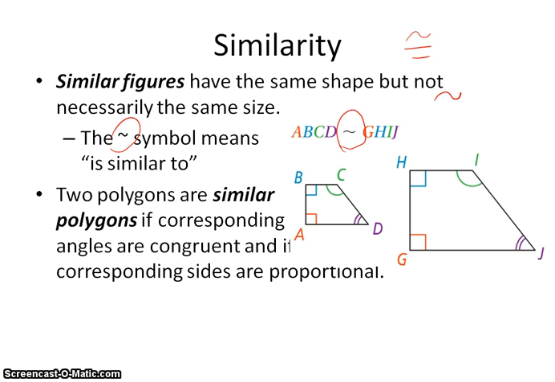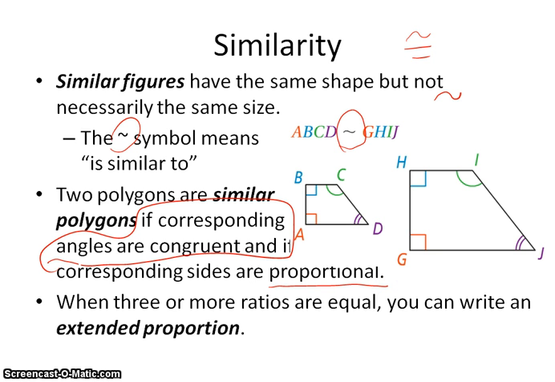And two polygons are similar polygons if all the corresponding angles are congruent and if all the corresponding sides are proportional. So you can see the only difference here between congruent polygons and similar polygons, this part's the same. All corresponding angles are congruent is the same in both. The difference is the sides don't have to be the same size like they do with congruent. They just need to be proportional. So when three or more ratios are equal ratios, you can write an extended proportion. And I'll show you what I mean by that.